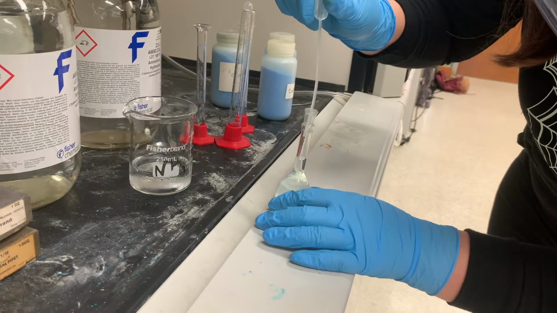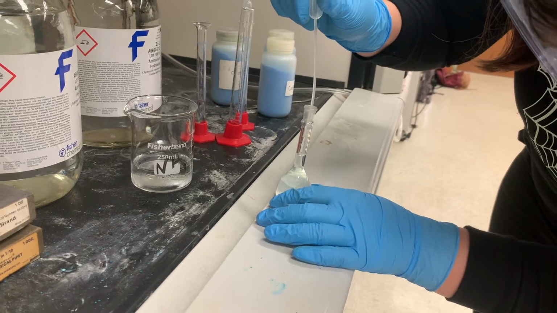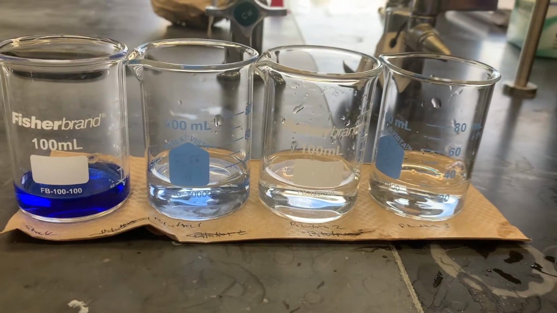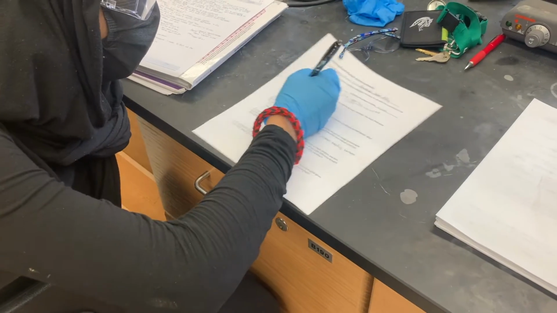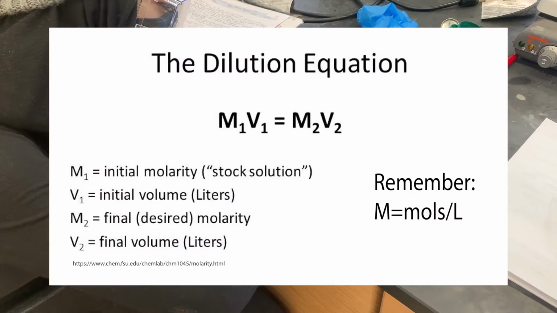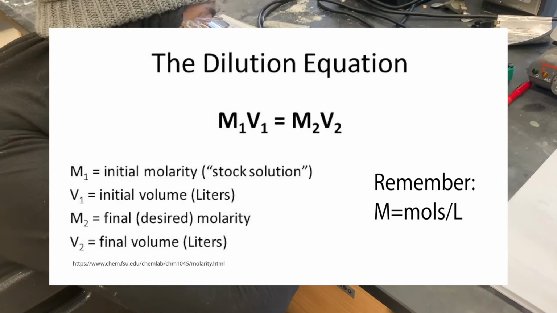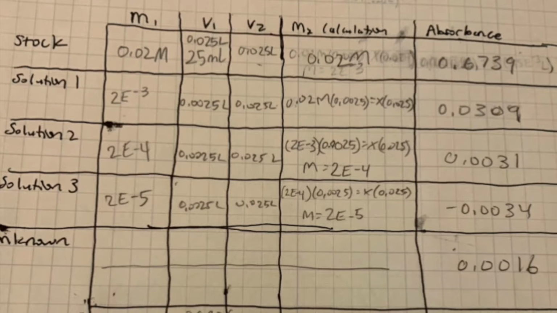If ever the solution became cloudy, we added 10 drops of ammonia. Note that our set of solutions decreases in concentration from left to right. The molarity for these solutions was calculated using the M1V1 equals M2V2 formula. Here is our table and calculations.